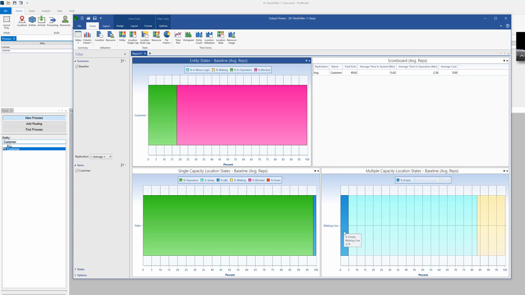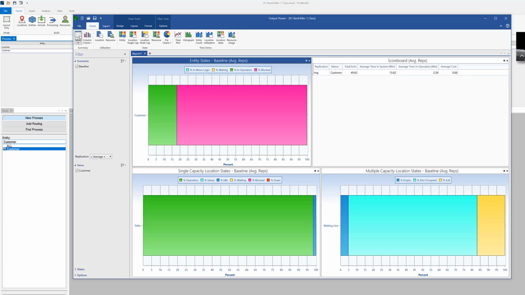Now we have a multiple capacity location. That's our teller line. The teller line was empty 4.9% of the time, part occupied 78% of the time, and fully occupied 16.86% of the time. And that's when the waiting line is 7 customers long, so new customers arriving will not enter. Okay.